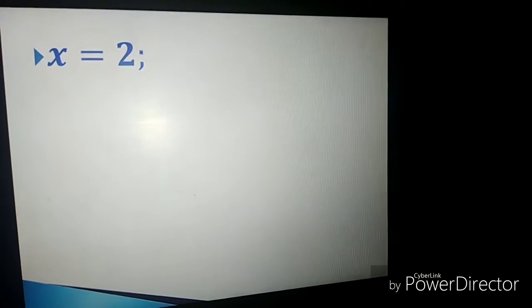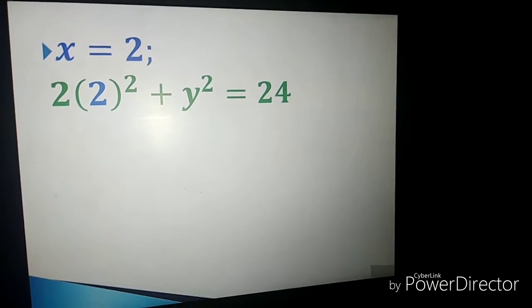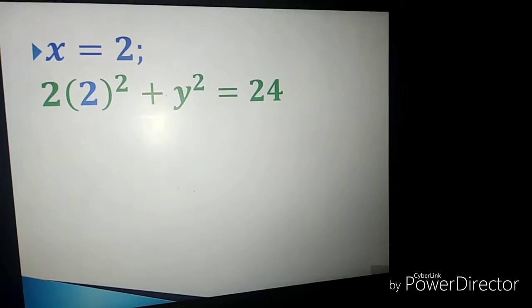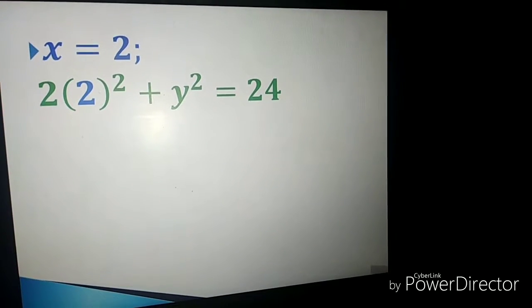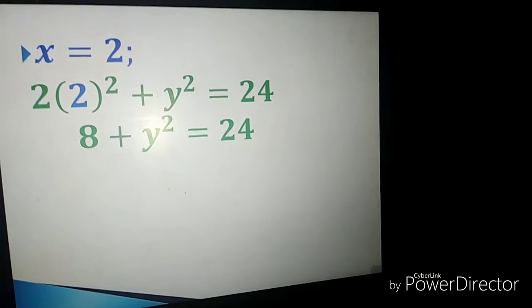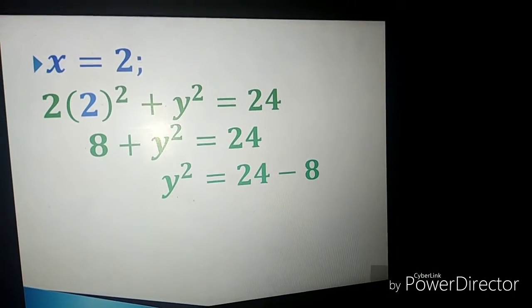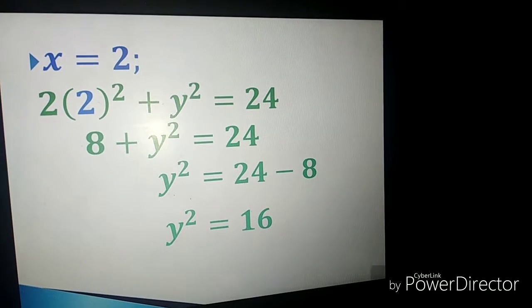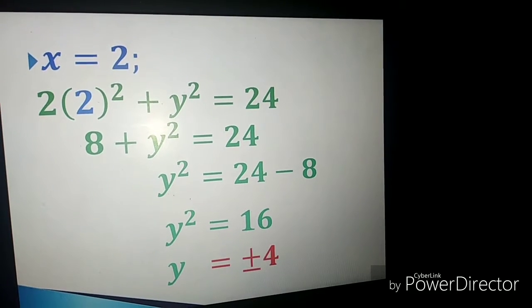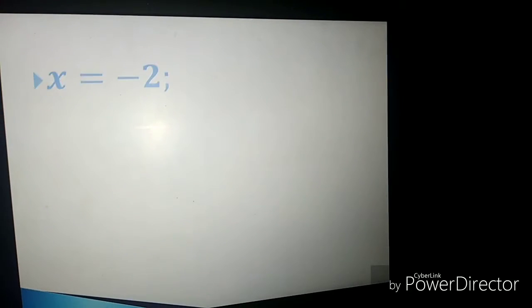So, what if x is equal to 2? From the first equation, substitute the value x equal to 2. So, 2 times the quantity 2 squared plus y squared is equal to 24. So, we have now 4 times 2 is 8, plus y squared is equal to 24. So y squared is equal to 24 minus 8. So y squared is equal to 16. So take the square root of both sides. So the answer is the square root of 16, plus and minus 4.